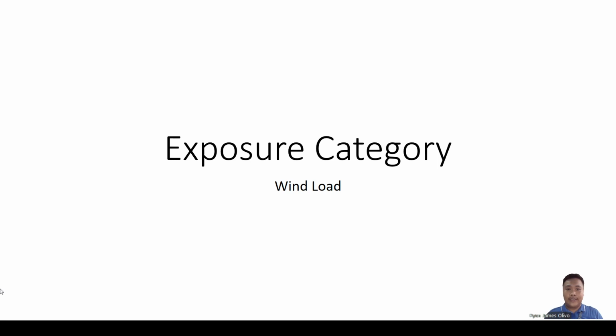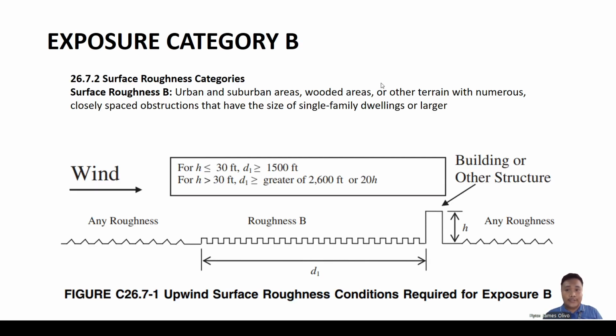So exposure category is divided in three categories. That is exposure category B, category C, and category D. So category B is just something that is obstructed. If you construct a building in an exposure category B location, it means that the wind is obstructed, meaning that when you have wind loading on that particular building, it would be much lesser compared to category C or category D.